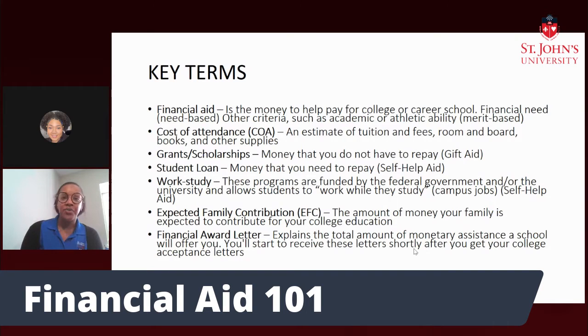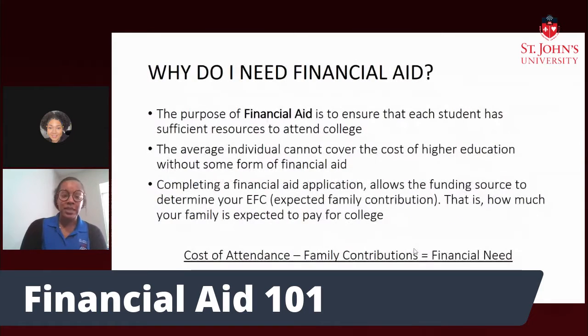Through all of your financial applications, they are trying to figure out what is your EFC. This is your expected family contribution. This is the amount of money your family is expected to contribute to your college education. And they end up mailing you or emailing you, or you'll have access via the online system to your financial award letter. This is going to explain all of the monetary assistance a school is going to offer you in order for you to afford your college education, okay? And typically you start receiving these financial offers after you receive your acceptance letter.